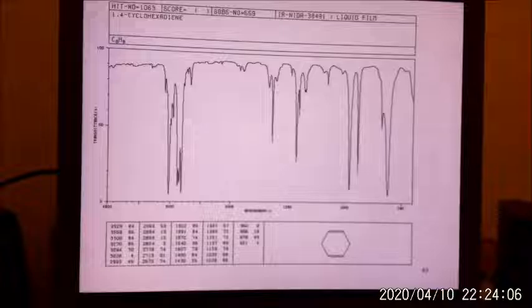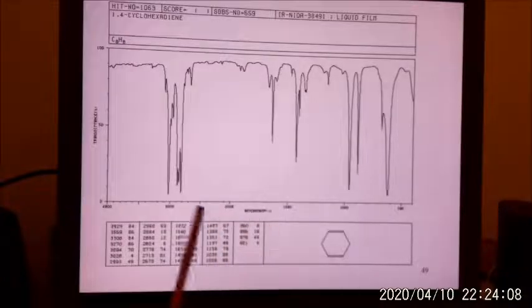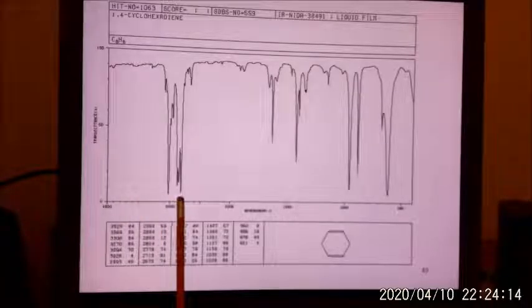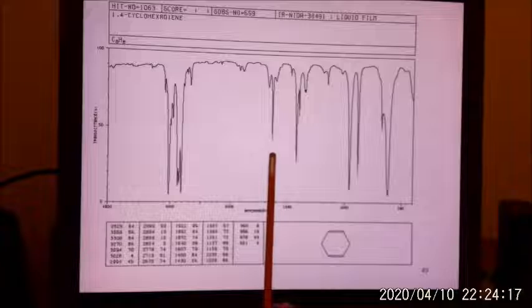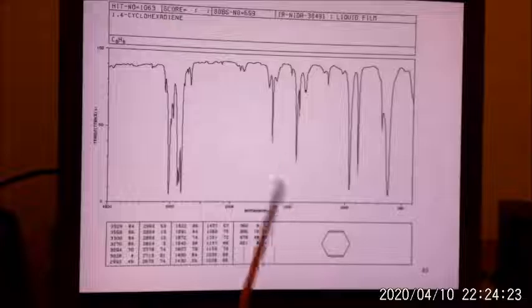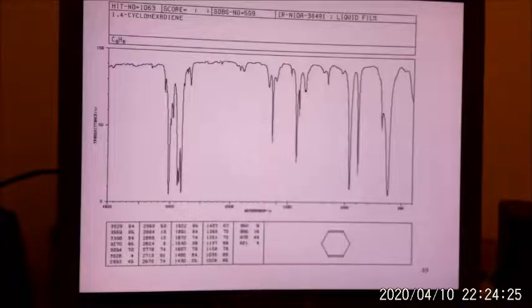What about the 1,4-cyclohexadiene? Again, sp2 CH stretch, sp3 CH stretch. Look how much stronger this is, because I have two carbon double bonded carbon stretches. Not just one, but two. So they're going to absorb twice as much.